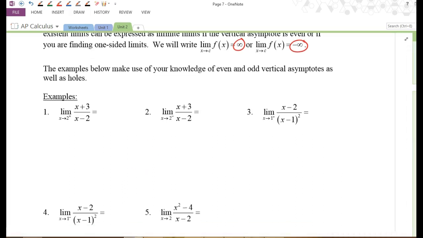All right, so for question number 1, we are going to find the limit as x approaches 2 from the right. As you look at this, you say, if I plug 2 in, I would end up getting 5 over 0, which tells us I have a vertical asymptote. So I'm going to use what's called sign analysis. I'll write this over here.